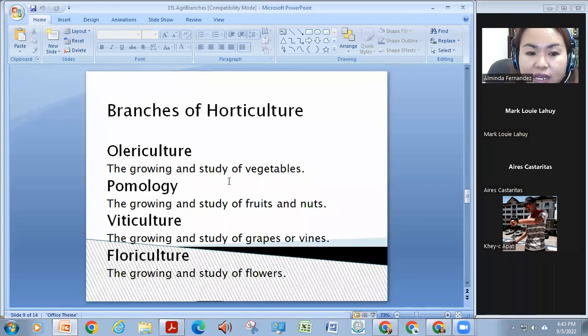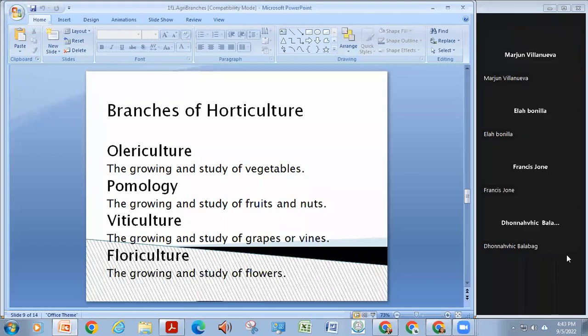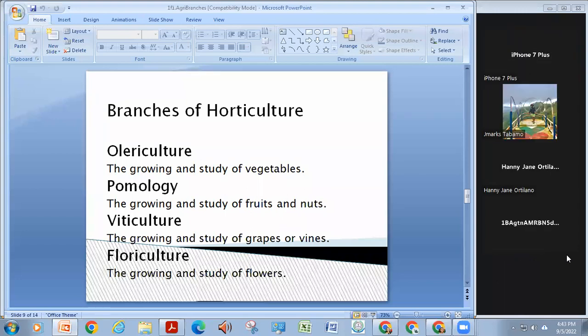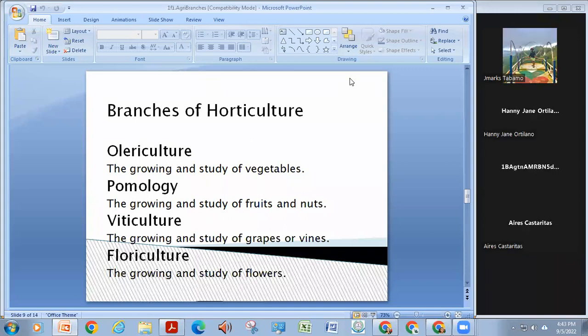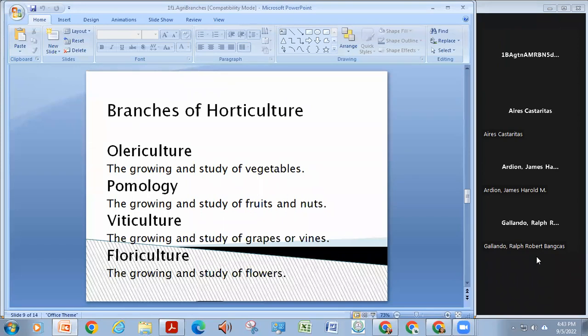So again, the branches of horticulture. Yes, Casey. What's the first branch? Olericulture, ma'am. Okay, which is the study of vegetables. Thank you.